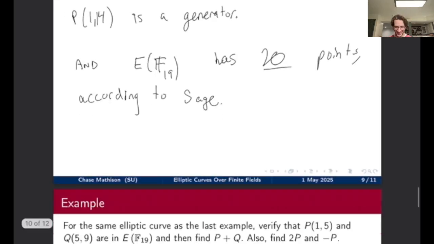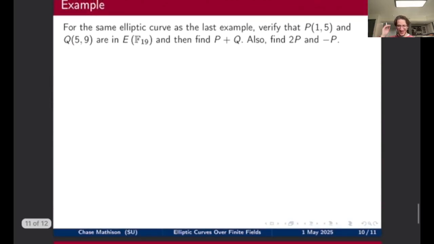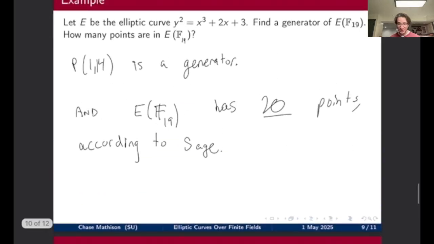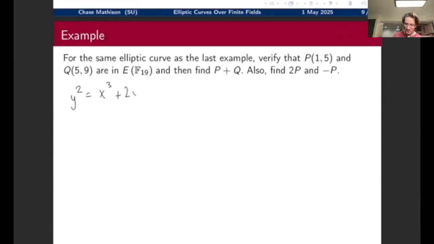All right, let's move on to this next example, which I actually just biffed because I copied something down wrong. So now I'm going to try it again, round 2. So we want to, for that same elliptic curve, which is y squared equals x cubed, scroll up and look at it, Chase, plus 2x plus 3.